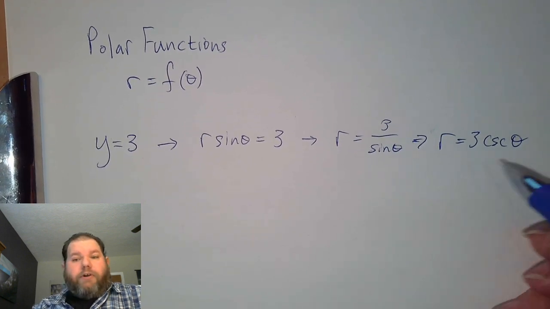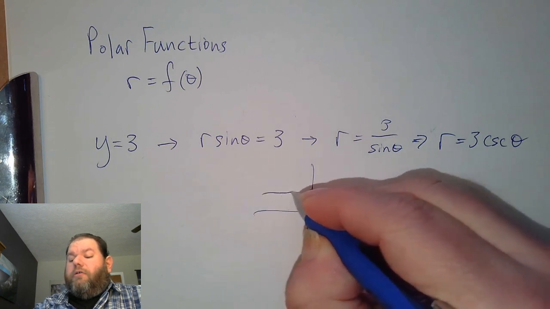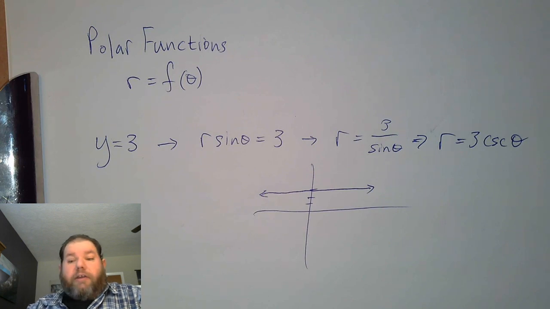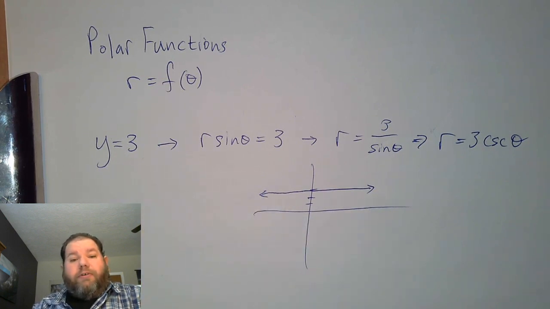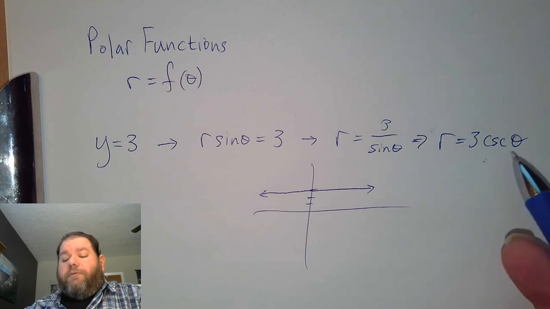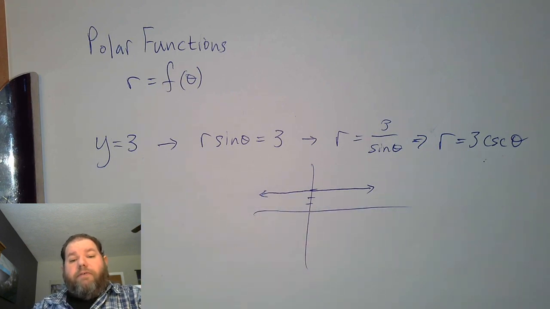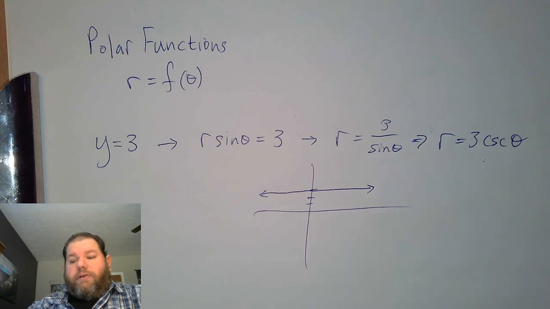Now, let me graph r equals 3 cosecant theta for you real quick. It looks exactly like that. I don't really know how to graph r equals 3 cosecant theta, but I absolutely know how to graph y equals 3. Y equals 3 is just a horizontal line through 3. So when I graph r equals 3 cosecant theta, the graph is equivalent to the rectangular graph. We're actually describing the same line, it's just one's written in rectangular coordinates and one's written in polar coordinates.